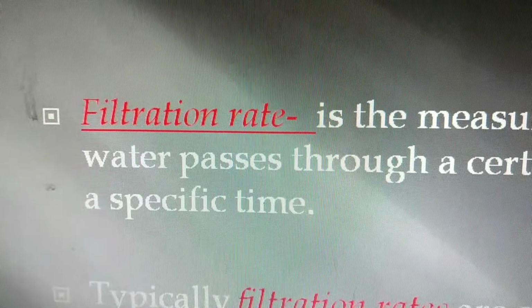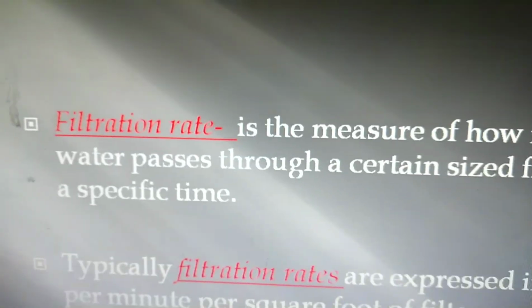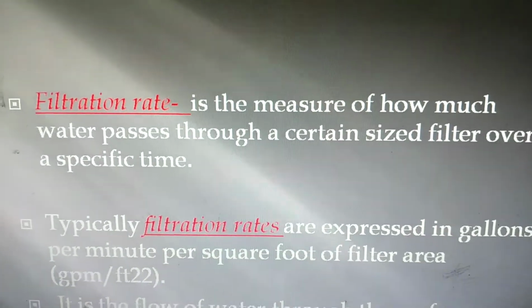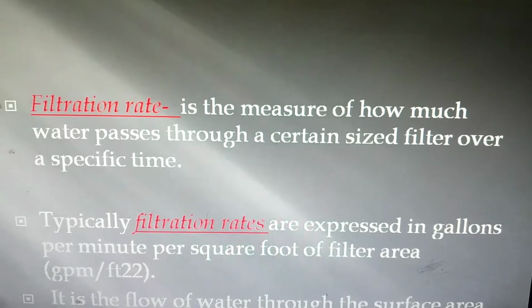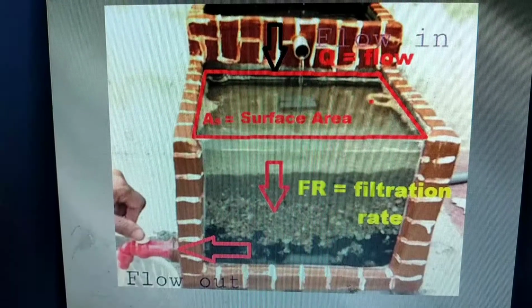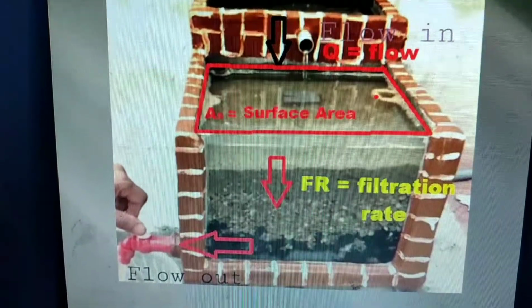So what is filtration rate? Filtration rate is the measure of how much water passes through a certain size filter over a specific time. So this is an example of a mini filtration box. As flow enters the filter, it travels down through the media and then out to either a finished water clear well for distribution. This is the simple illustration for a filter box.